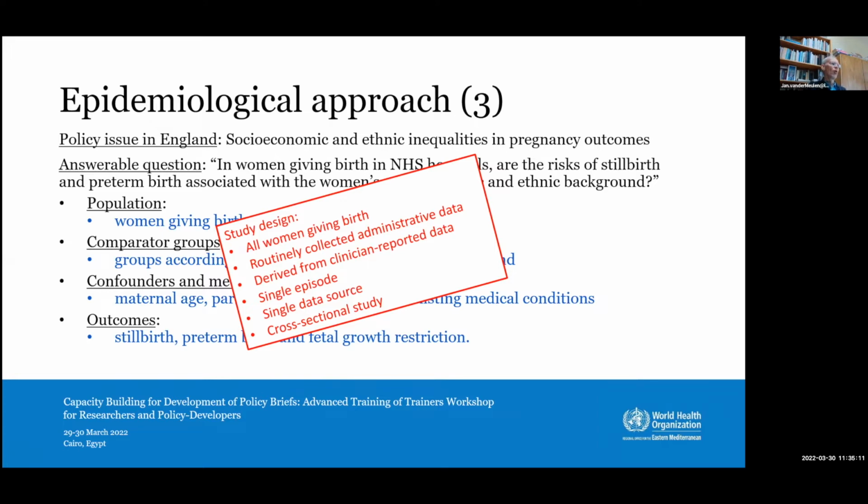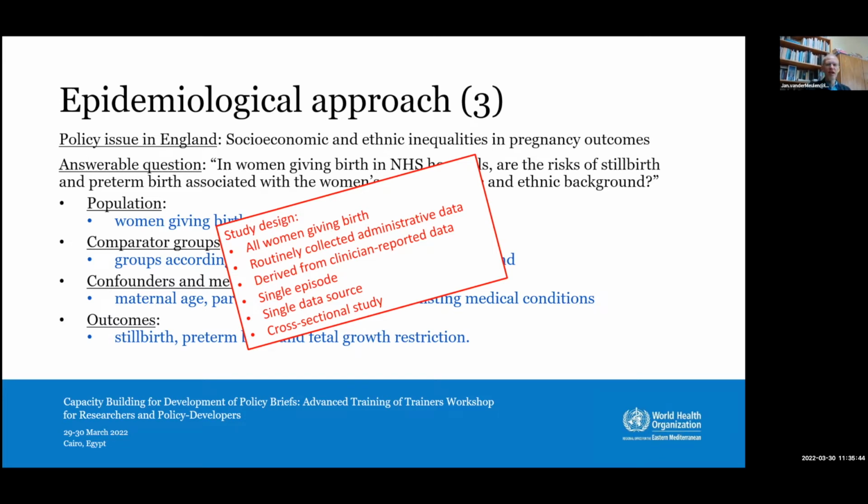So in this case, all women giving birth in the UK, there is a data set that is called the Maternity Information System that is routinely collected administrative data. It is partly also clinician reported. It's single episode, as I told you before. It's a single data source. And also it is a cross-sectional study. We measure everything at the same time. We collect all data at the same time that we measure the comparators, confounders, outcomes. We don't need to follow up.